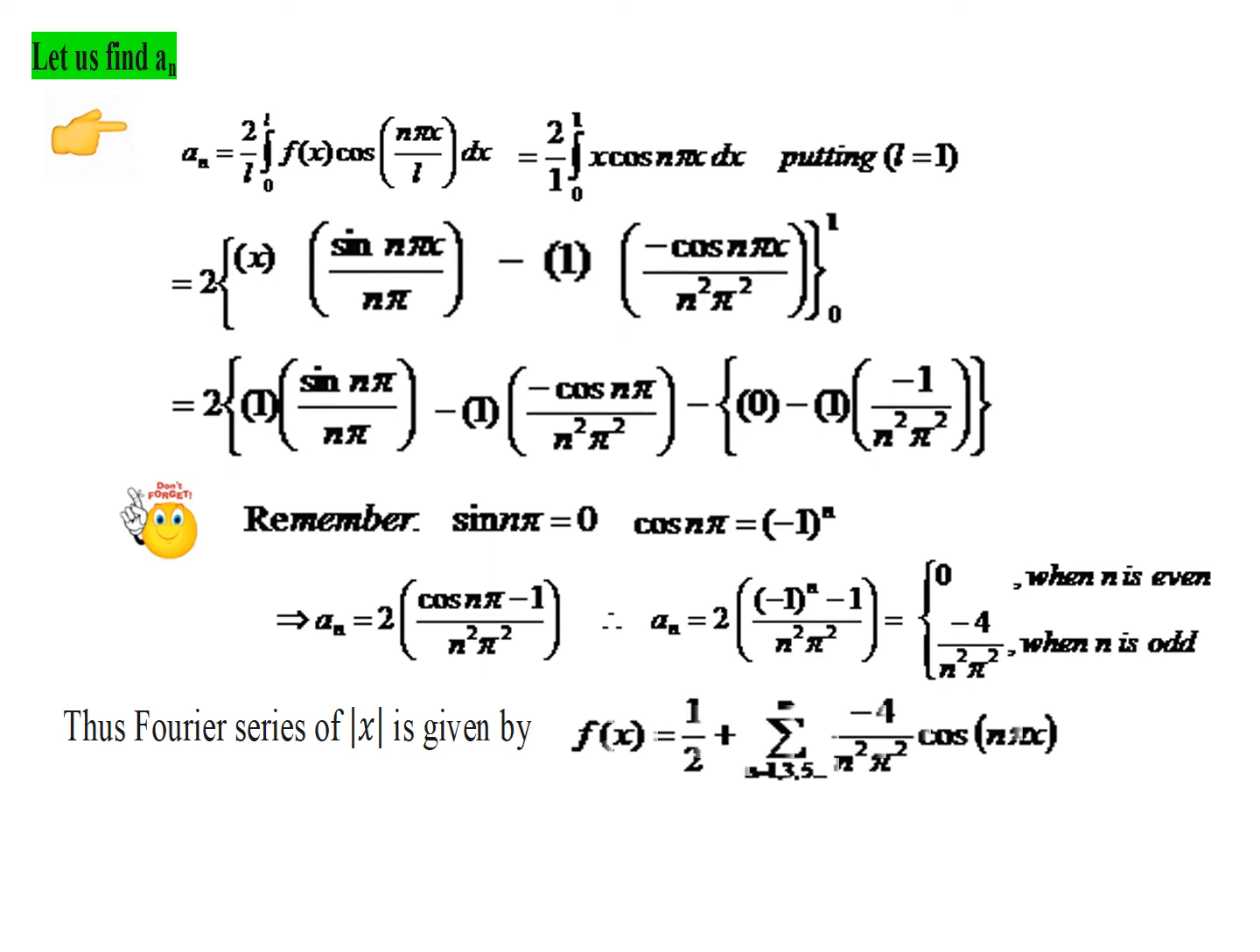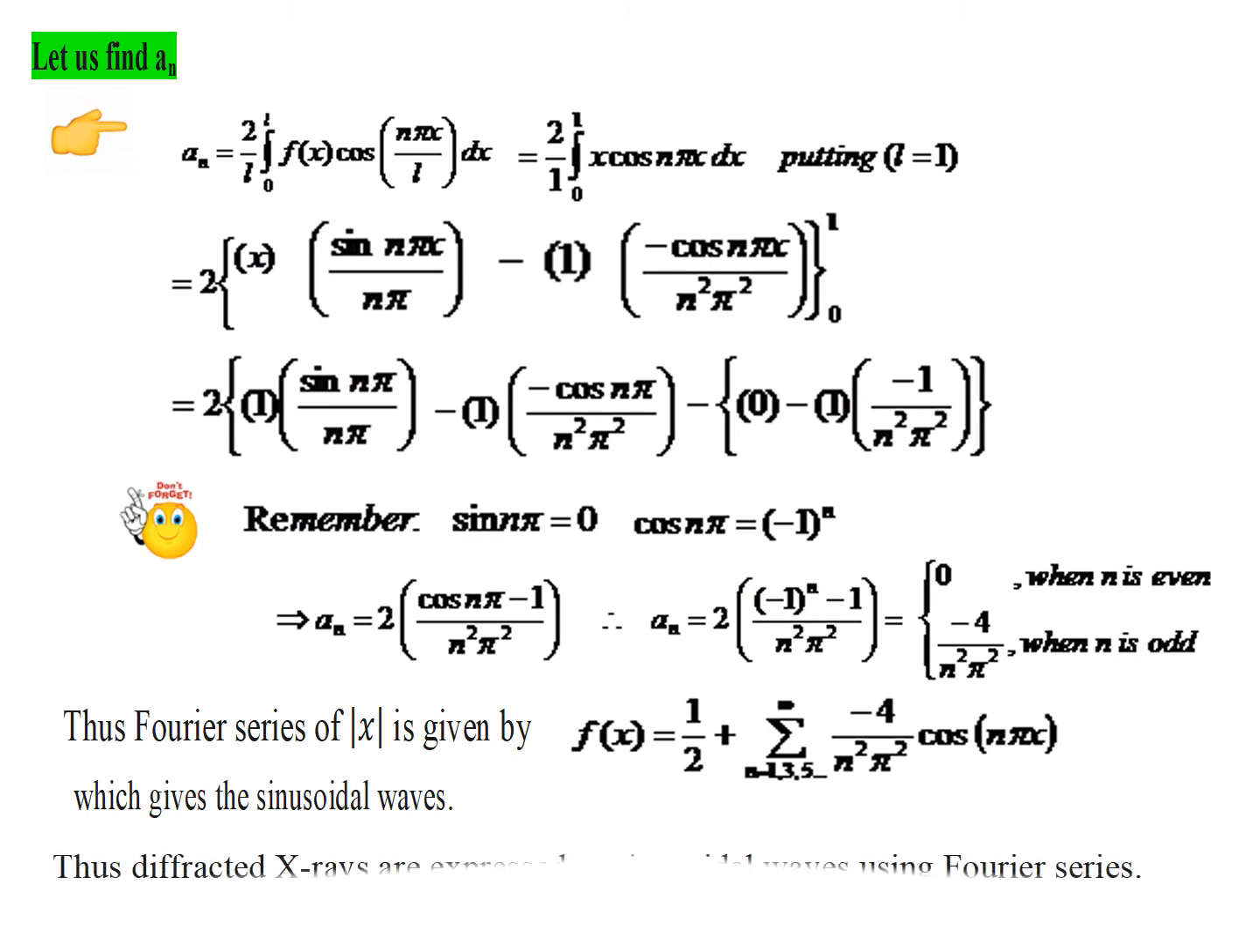Hence the Fourier series of modulus x can be written as f of x equals a naught by 2. Our a naught value was 1. So 1 by 2 plus sigma an cos n pi x. This is the answer of an. In the place of an, we write minus 4 by n squared pi squared. And of course, the summation, we cannot write 1 to infinity now, because an is having value only for odd integers. So we specify n equal to 1, 3, 5, etc. Which gives the sinusoidal waves. So thus we have expressed or represented the diffracted X-rays, which was in the form y equal to modulus x, as a cosine series, that is the sinusoidal waves, using our Fourier series technique.